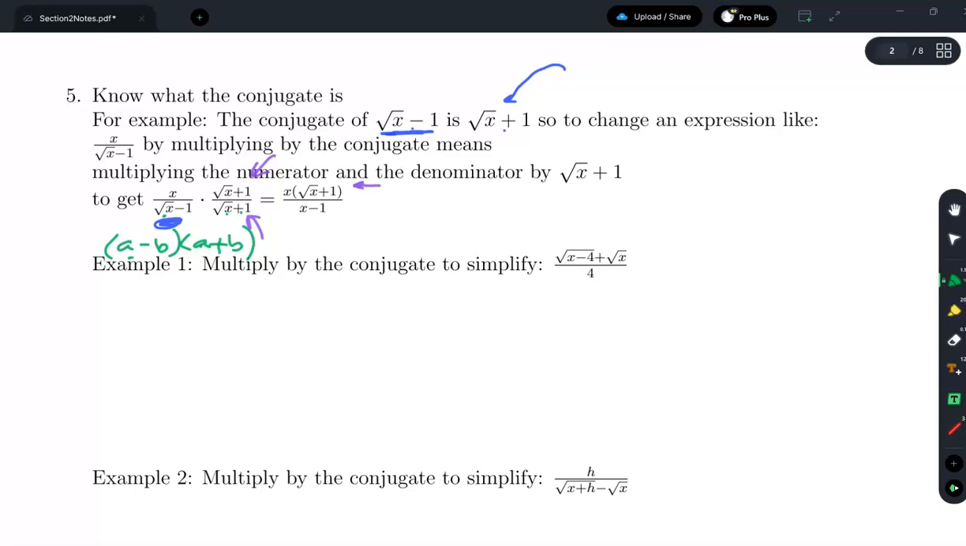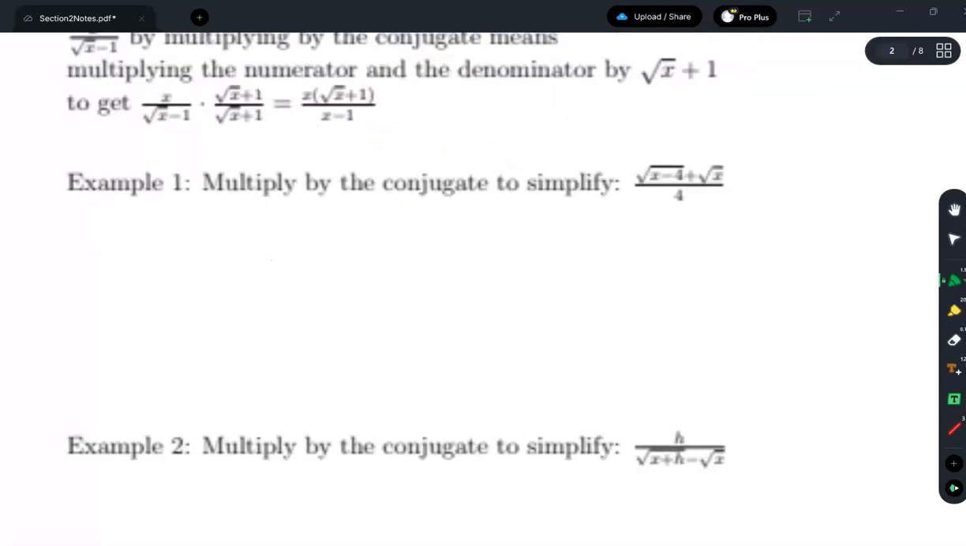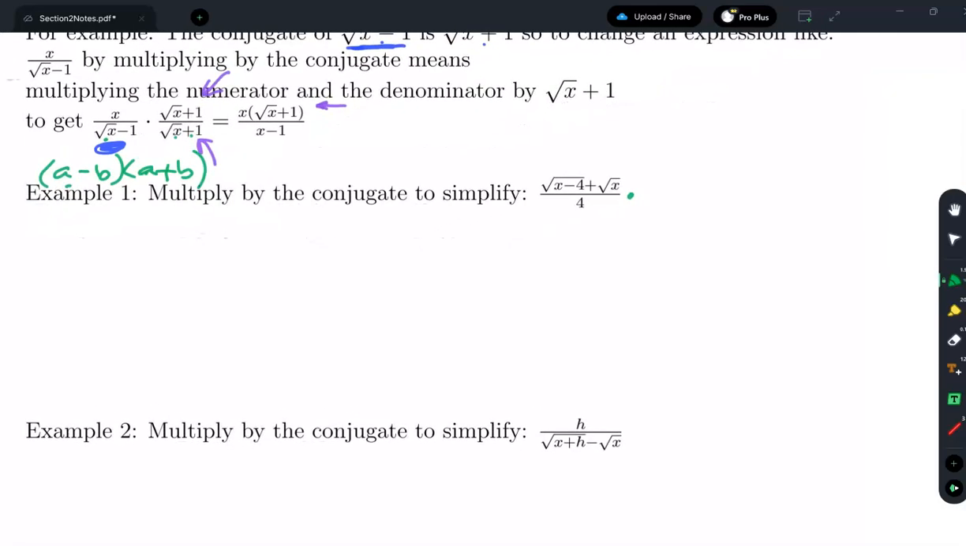All right, so let's try this one. Just giving you different problems to practice the conjugate. So here, I would change this sign, not that one, but this one. So I'd have x minus 4 minus root x, and then root x minus 4 minus root x.